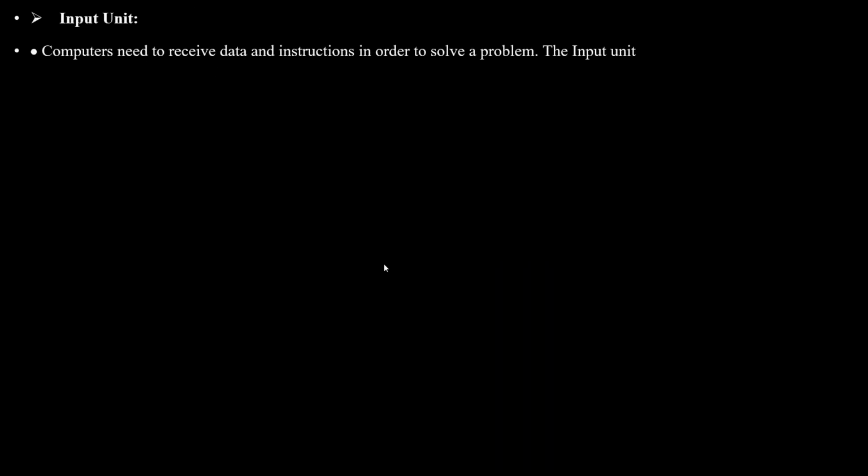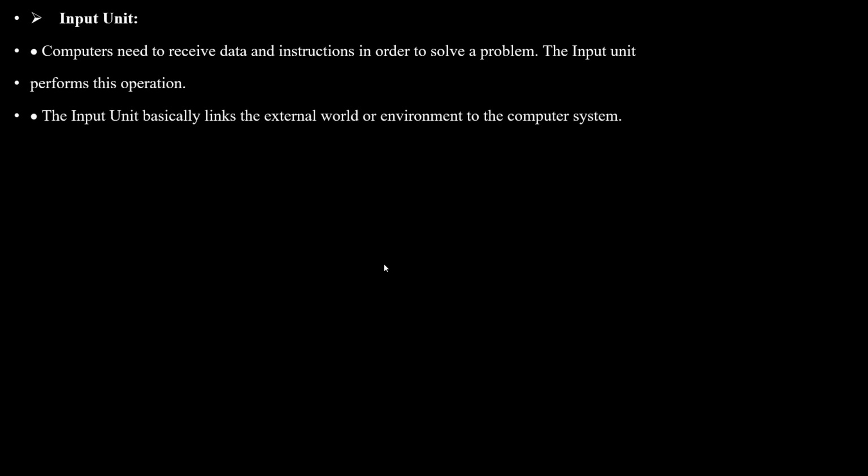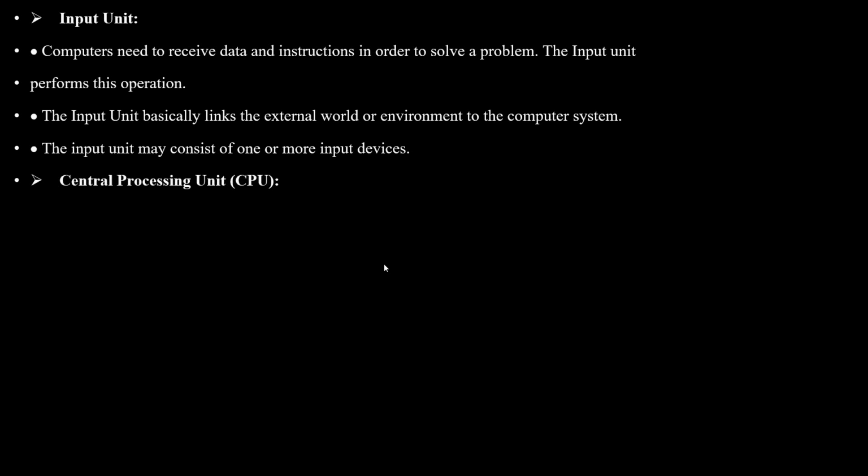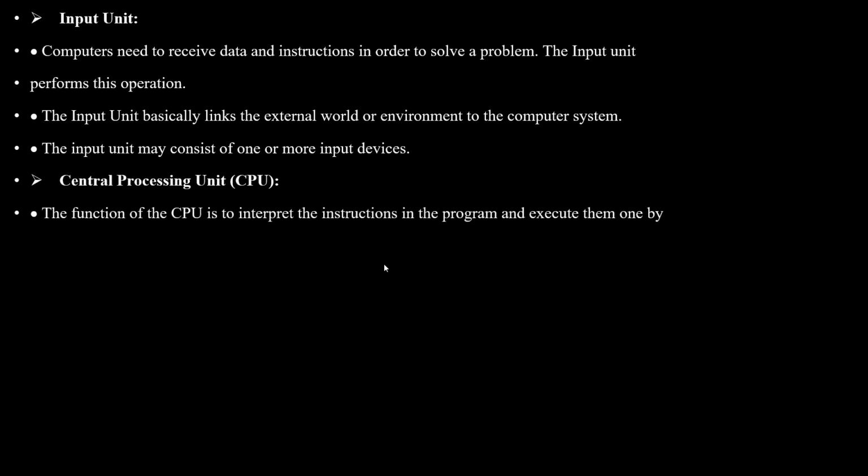What is the input unit? A computer needs to receive data and instructions in order to solve the problem. It only gets the input, and that is called the input unit. Keyboard and mouse are input devices. The input unit links the external world or environment to the computer system, and consists of one or more input devices. Next is the central processing unit. The function of the CPU is to interpret the instructions from a program and execute them one by one.